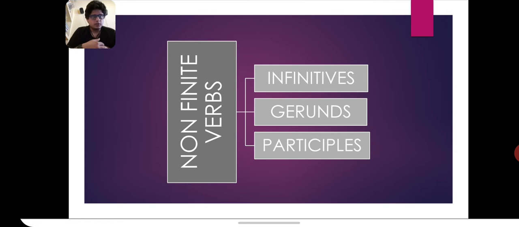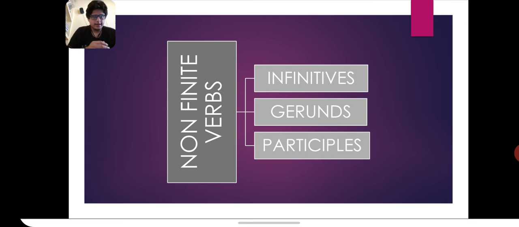Infinitives. Infinitives are base verb forms used along with the preposition called to. So if I say to walk, to talk, to see, to gesture, to look, to type, all these are base verb forms used along with to, and therefore this sort of combination forms infinitives.